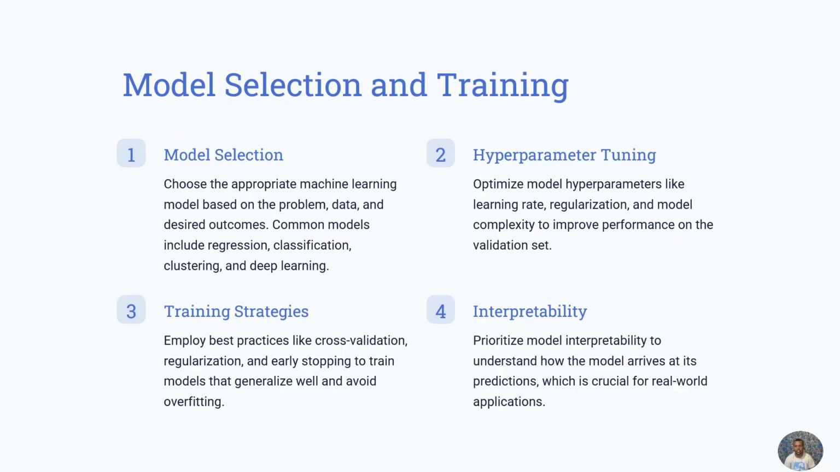Now let's see model selection and training. Model selection: choose the appropriate machine learning model based on the problem, data, and desired outcomes. Common models include regression, classification, clustering, and deep learning. Hyperparameter tuning: optimize the model hyperparameters like learning rate, regularization, and model complexity to improve performance on the validation set. Training strategy: employ best practices like cross validation, regularization, and early stopping to train models that generalize well and avoid overfitting. Interpretability: prioritize model interpretability to understand how the model arrives at its predictions, which is crucial for real-world applications.